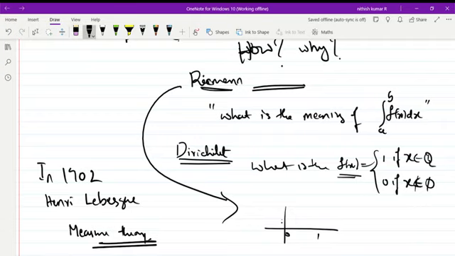So we are going to study Riemann integration in the next class, from the next class. Okay, thank you.